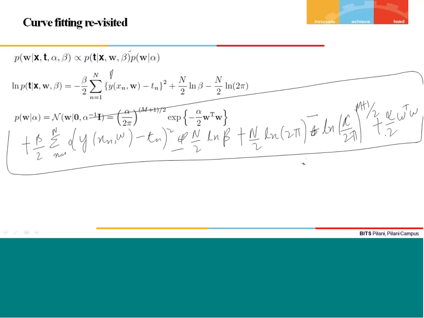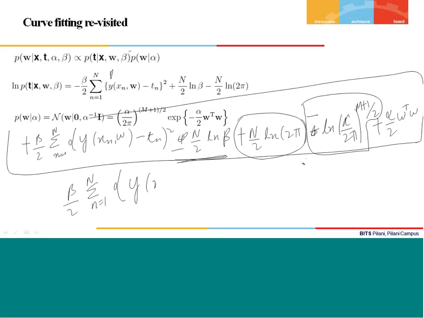Now to minimize this whole expression, because this term is negative and constant, I cannot do anything with this. This term is also negative and constant, I cannot do anything with it. This is also constant in terms of w, I cannot do anything. The only thing left is this: beta by 2 sigma n equals 1 to N, y(x_n, w) minus t_n squared, plus alpha by 2 w transpose w.